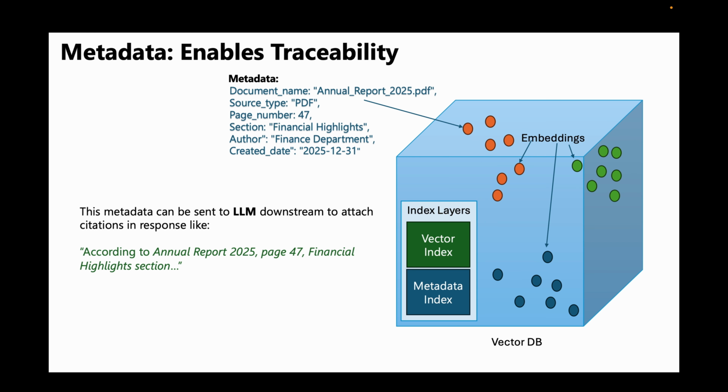Another use case for metadata is to provide citations and enable traceability. When a language model generates an answer, metadata allows the system to reference the exact source of information, including the document name, page number, and section. This enables responses to include citations such as "source is Annual Report 2025, page 47."